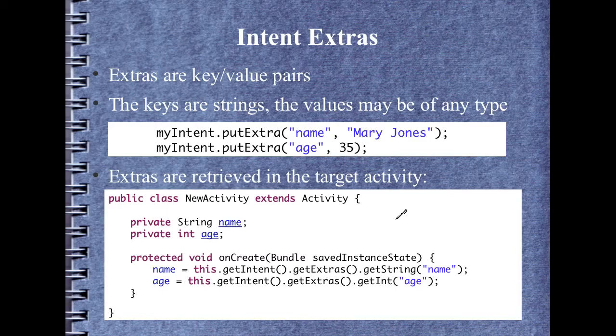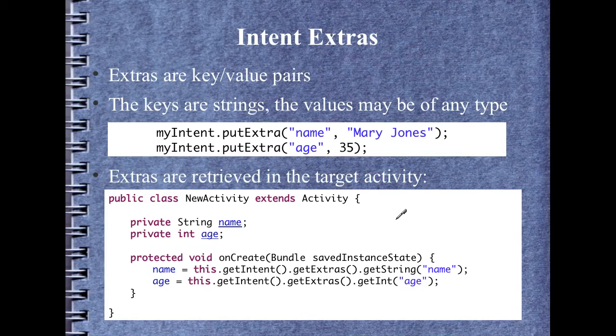So what about these intent extras? Well, these extras are key value pairs. Now, don't get all hung up on what a key value pair is. They have a key, which is a string, and they have a value, which can be of any type. So the keys are strings, the values can be of any type.